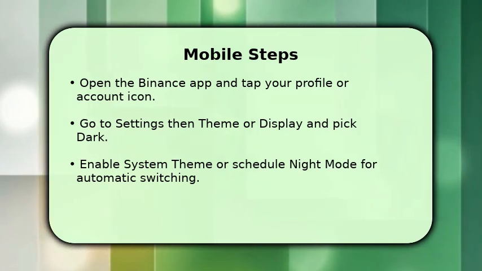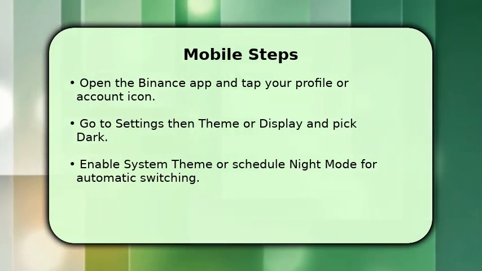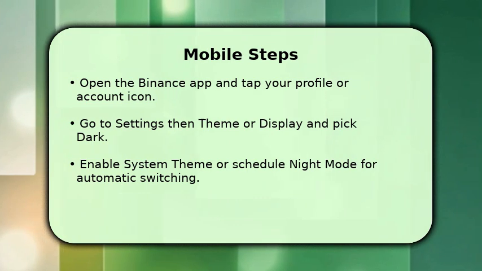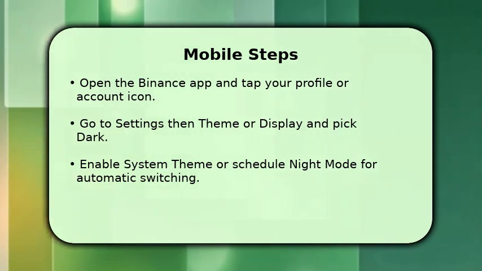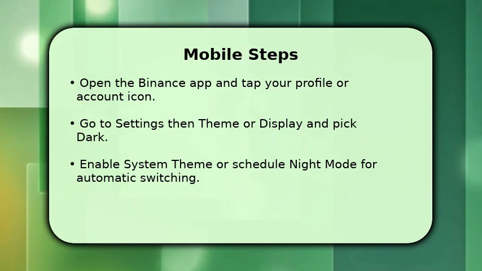On mobile, open the Binance app and confirm you are logged in. Tap the profile or account icon, then Settings, then Theme or Display. Select Dark to switch the app to a darker palette that reduces eye strain.